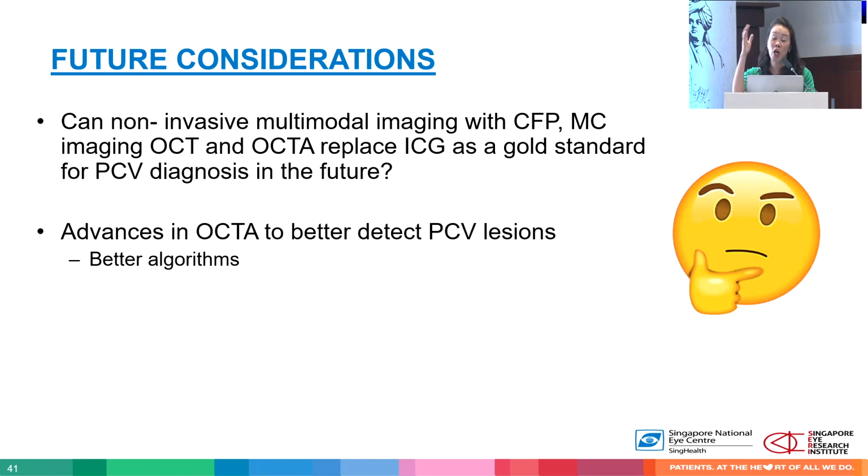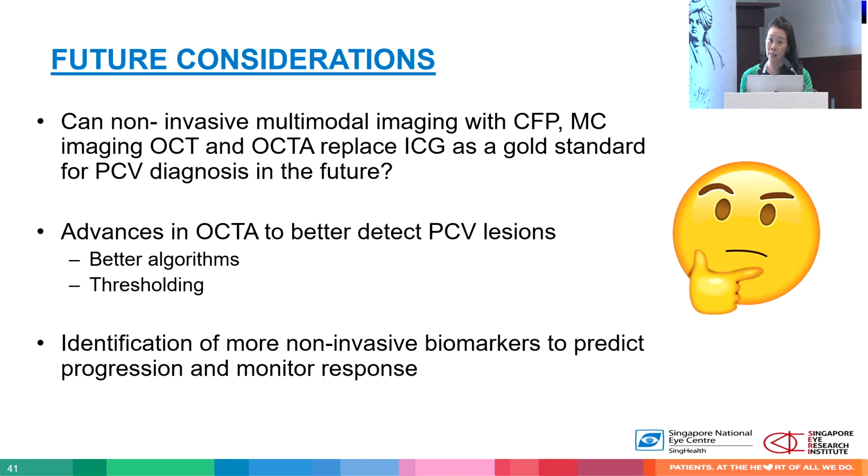So if you change the thresholding of the OCTA, then it's possible to get a white pixel on lower flow, and this is what thresholding is about. And also we can identify more non-invasive biomarkers to predict the progression and monitor the response.